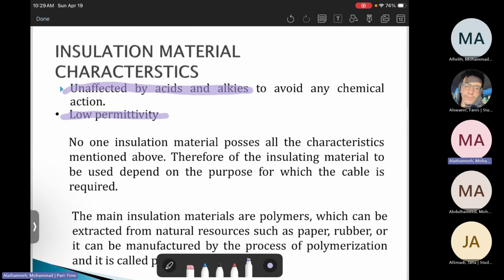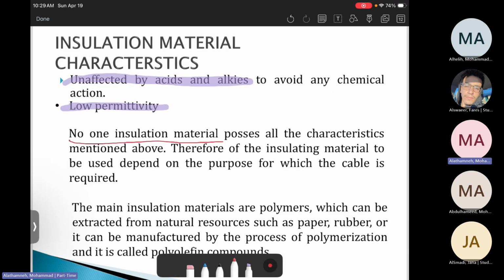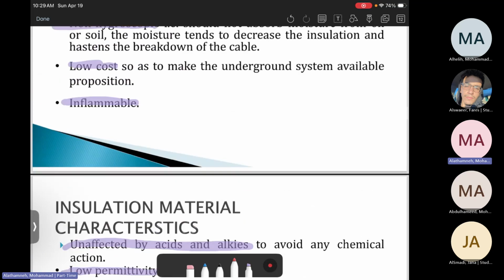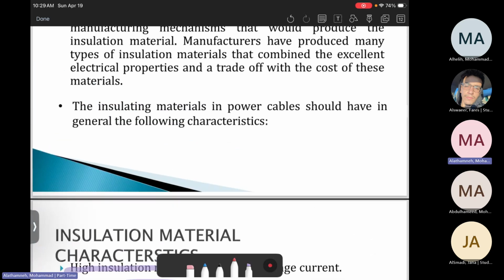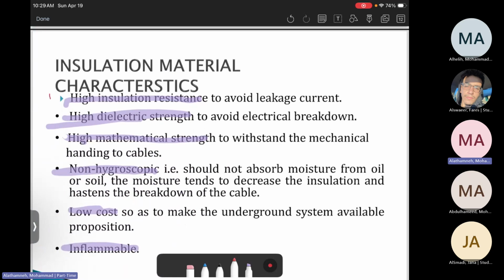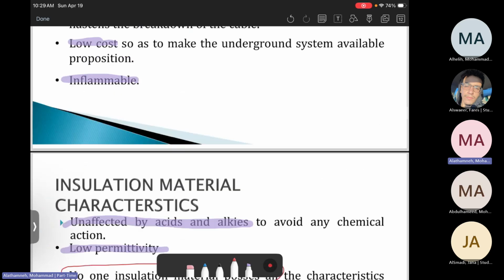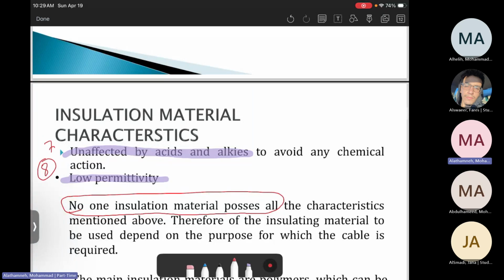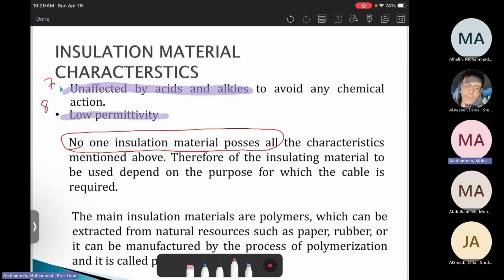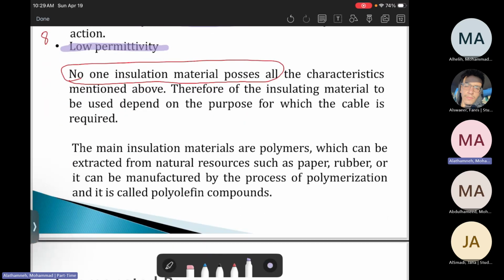The thing about it is there is no one insulation material that can handle all of these characteristics. How many characteristics do we have? 1, 2, 3, 4, 5, 6, 7, 8. In order to satisfy all of these 8 characteristics at once, there is no way. What we need to do is take the most important factors and keep the others. Therefore, the main insulation materials are polymers. But after that, we modify them to make XLPE.